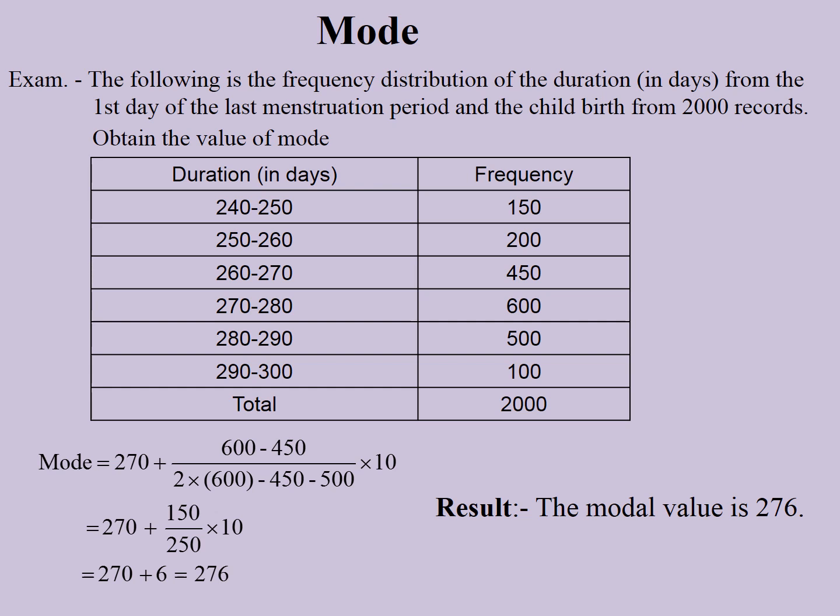F2 stands for the frequency of the post model class, that is the frequency of 280 to 290, that is 500, into the class interval. Here the class interval is 10. Class interval means 270 minus 260, 280 minus 270, like that. So 270 plus 150 by 250 into 10, your answer will be 276. So the modal value for this particular example is 276.